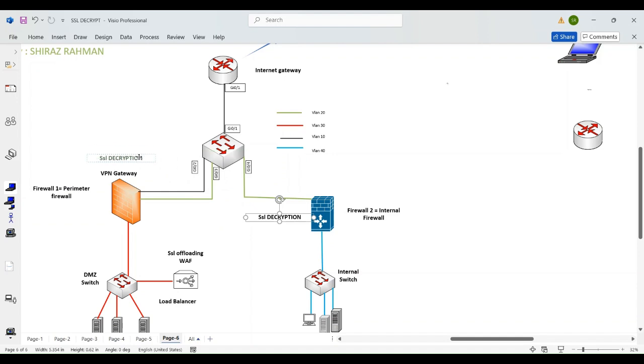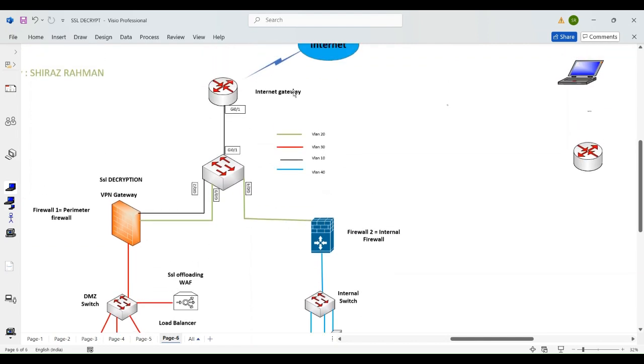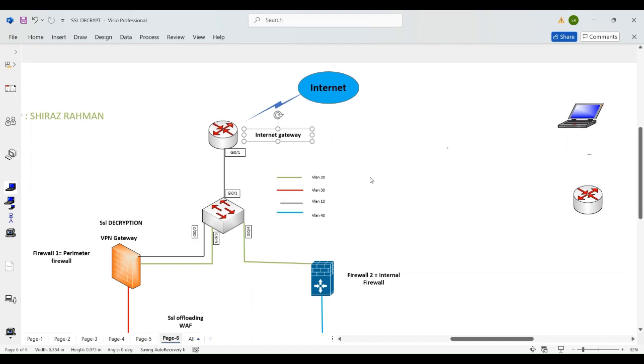SSL decryption, correct. Now it's an internet gateway. What kind of routers are we going to use on the internet gateway? That is something which we also need to choose, whether we are going to use normal L3 Cisco routers, or something with more security function like some Juniper SRX.